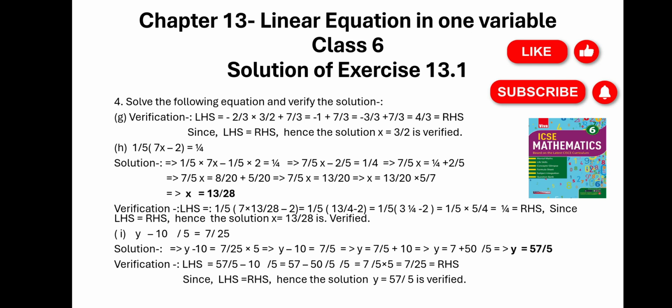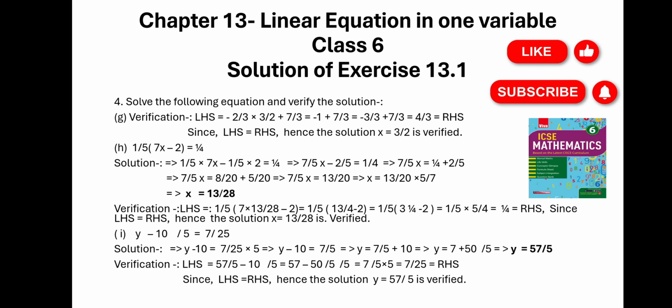One upon 5 times (7x minus 2) is equal to 1 upon 4. Solution of that: 1 upon 5 into 7x, that is 7 upon 5, minus 1 upon 5 into 2, that is 2 upon 5. So 7 upon 5 x minus 2 upon 5 equal to 1 upon 4. That implies 7 upon 5x equal to 1 upon 4 plus 2 upon 5.